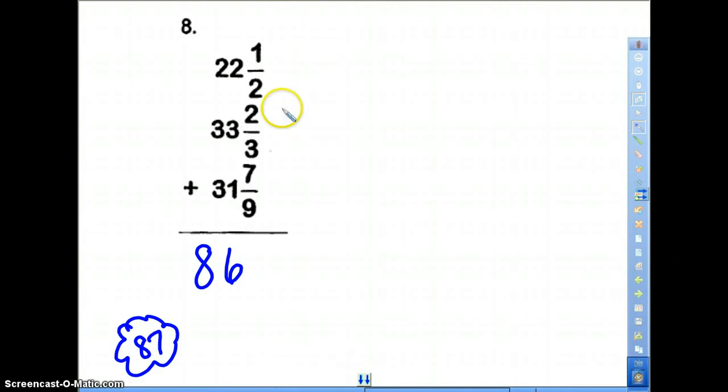Okay? Let's find a common denominator. I have 2, I have 3, and I have 9. What is my common denominator?